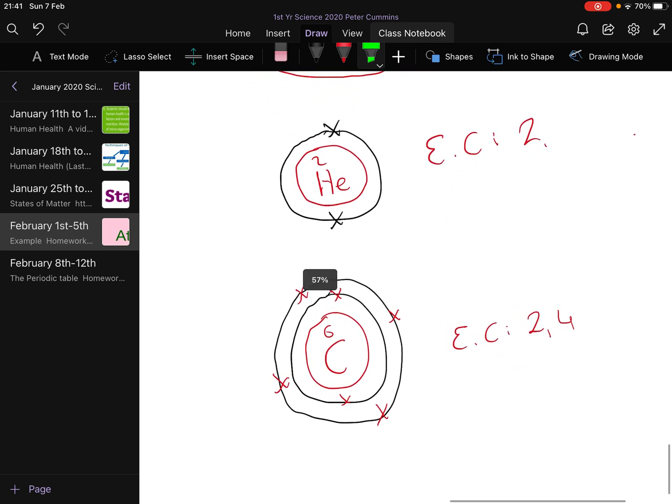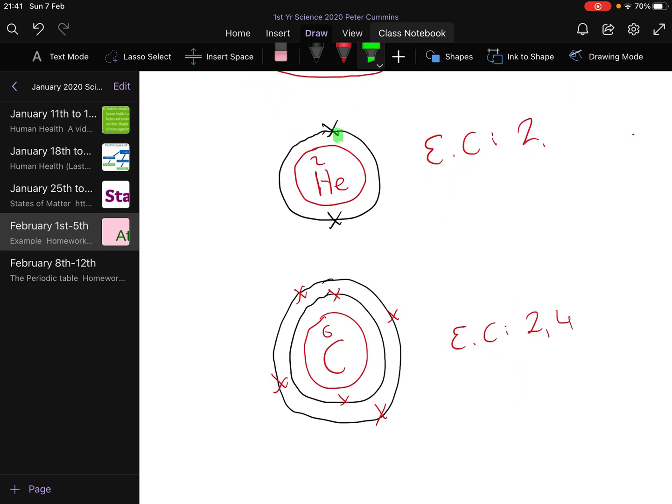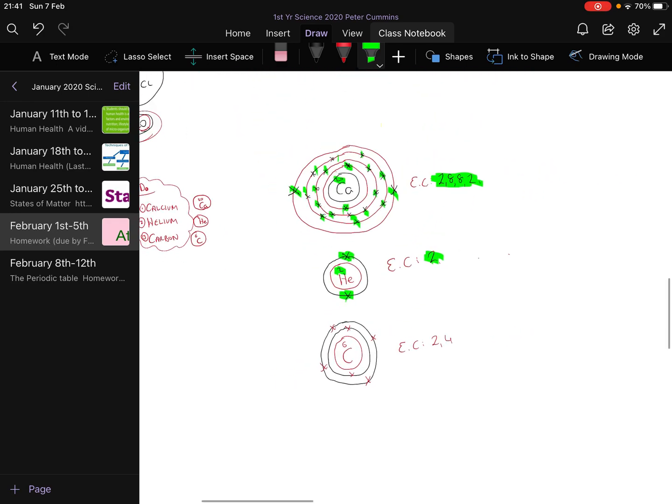When it came to something simple like helium, we drew out just the 2 electrons because helium only has 2. So the electronic configuration was 2. Just keep that in the back of your mind as we go forward.